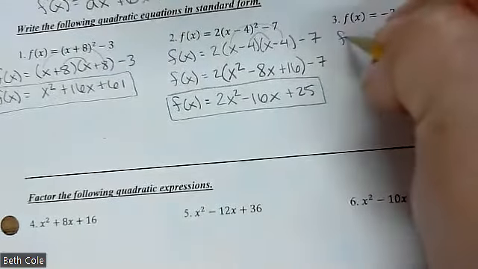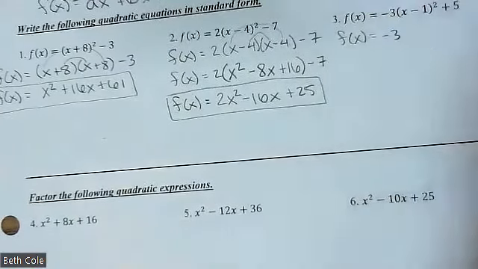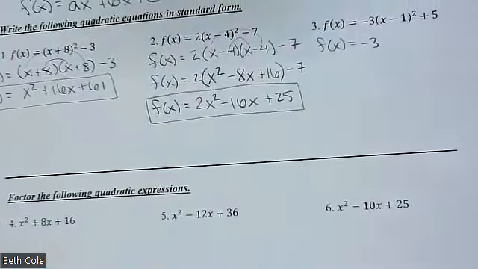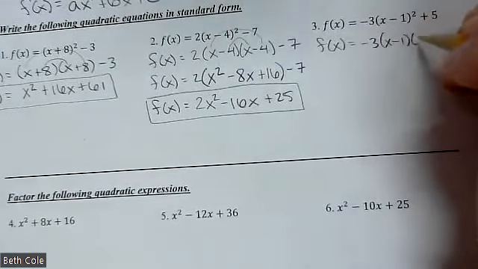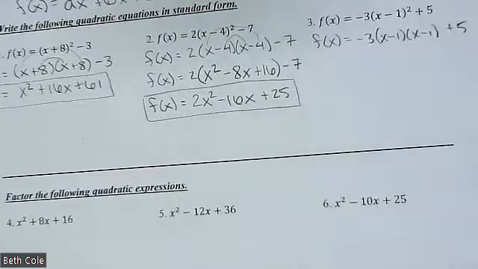All right, let's try this one. It's going to be the exact same thing. Leave that -3 out front. It's just going to have to wait patiently. Write the x minus 1 twice. I call it a twin. There's two of them.